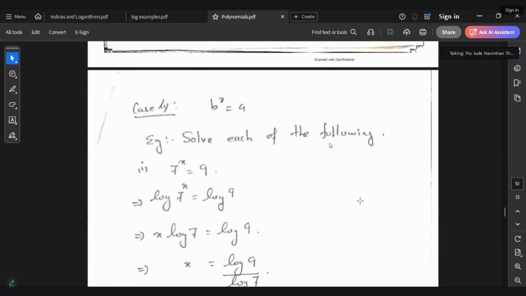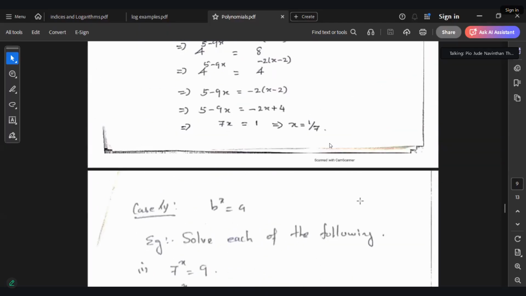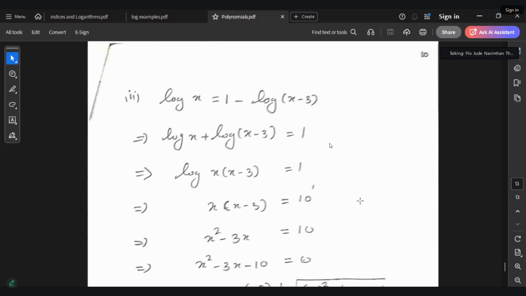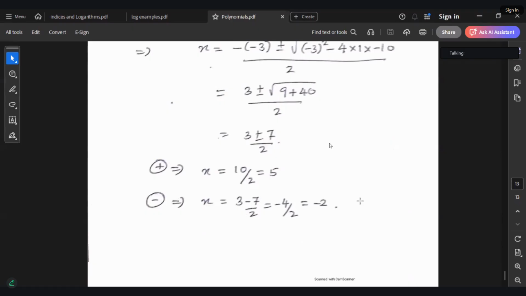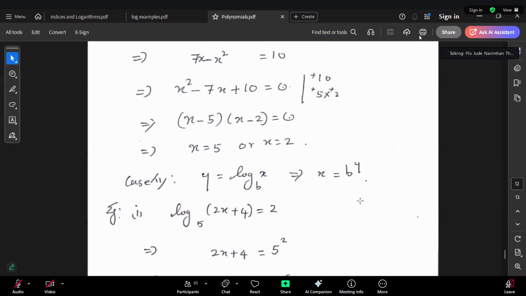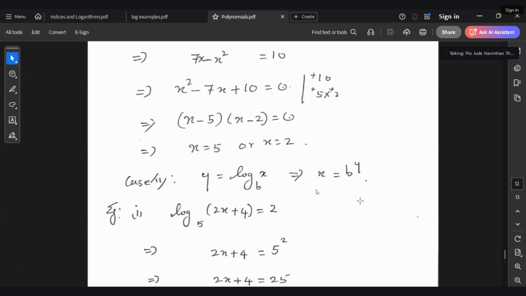After that, the logarithm cases are there, right? Then we will complete this algebra part, the factorization. After that, we will study the geometry part. I think you have the circle also, straight line equations and circle equations, right? Those things we will study.